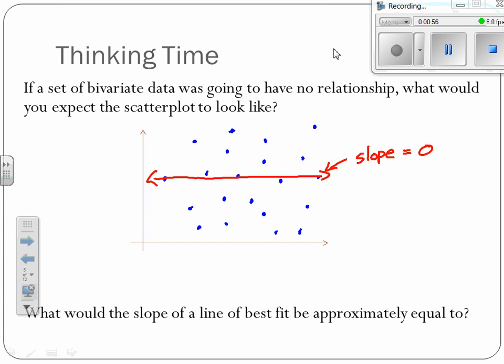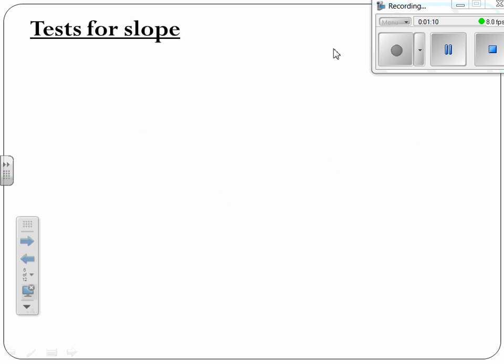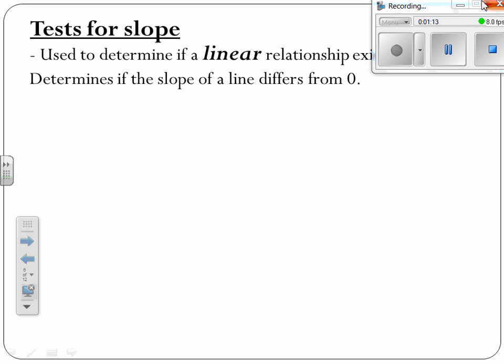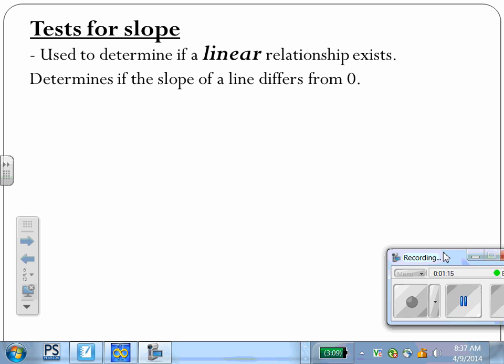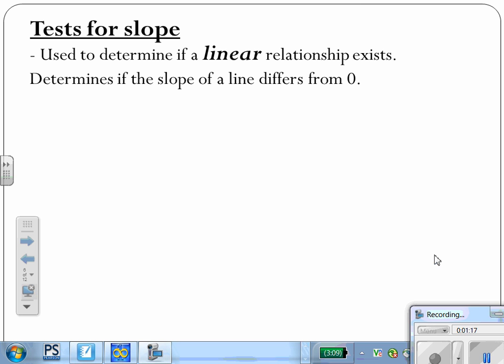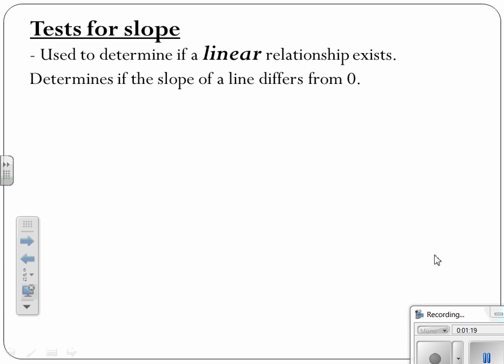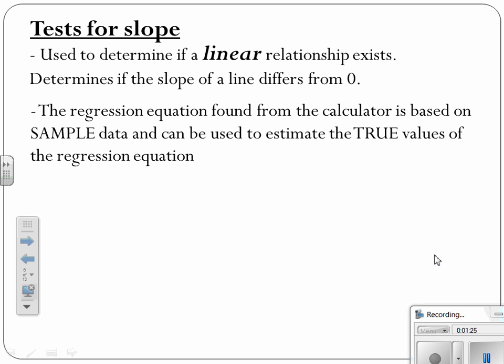So what we're going to start to take a look at is we'll be given some set of data, and the objective is to see, well, is there a relationship between those? In other words, does it look like there's a positive or negative slope to the line? So what we're going to do with it is we're going to use this thing to determine if a linear relationship exists, test for slope. And in other words, does the slope differ from 0?